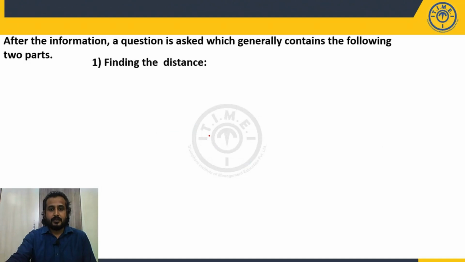Now after that information we just discussed, information regarding a person and the path traveled by him will be given. After that, a question is asked which generally contains the following two parts. One is finding the distance, and the second one is finding the direction. So these are the two question types that may be asked. Now again in finding distance we have certain question types. So let us see that.